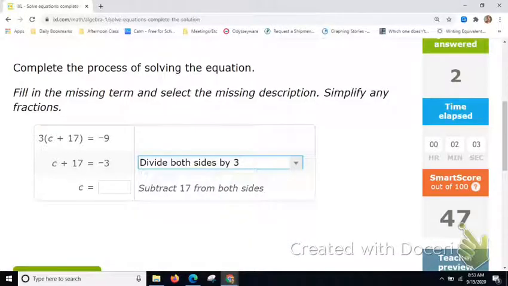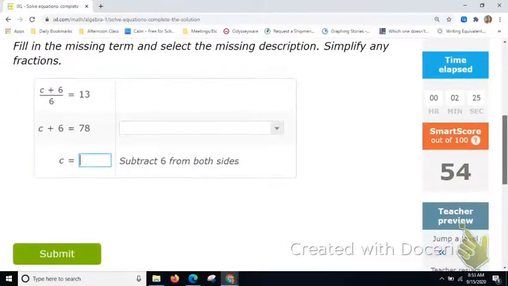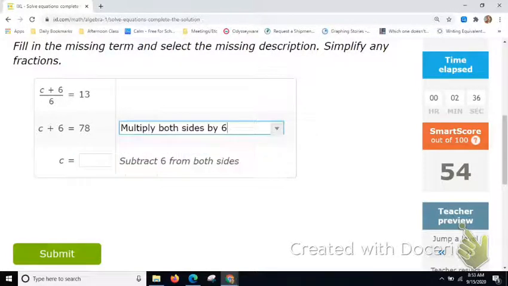So you might solve the problem by doing distributive property first, but when you look at their steps, you're telling them what did they do. So then if we subtract 17 from -3, -20. So what did they do? Looks like they multiplied by 6. So then I would say multiply both sides by 6. And then subtract 6.